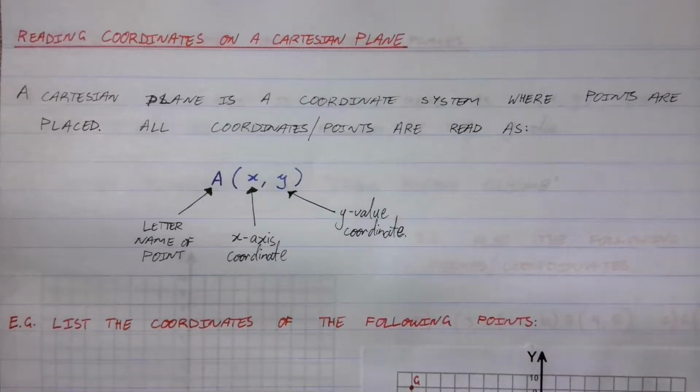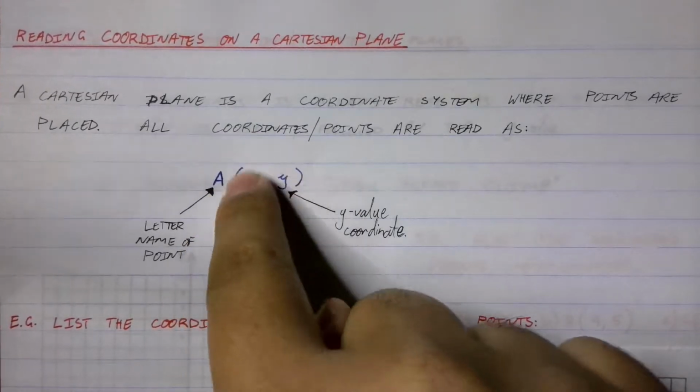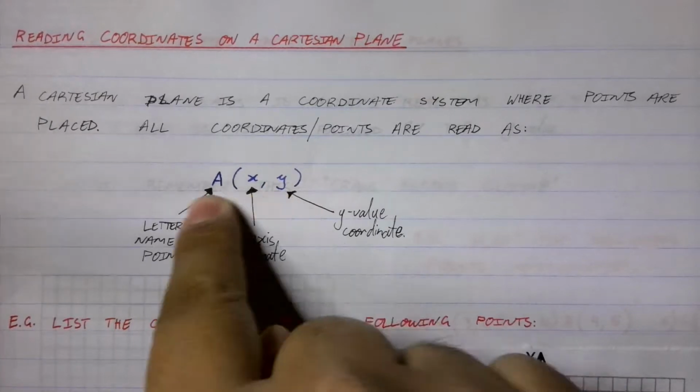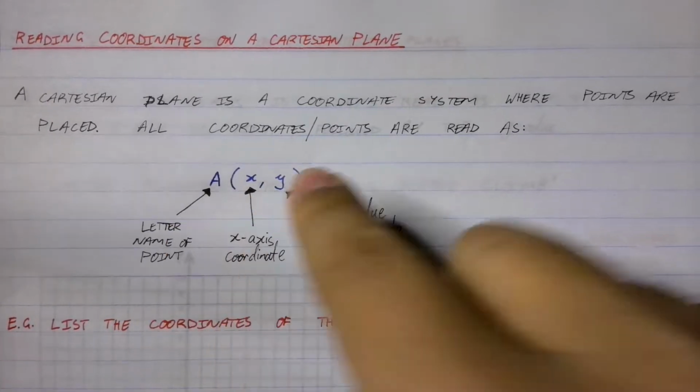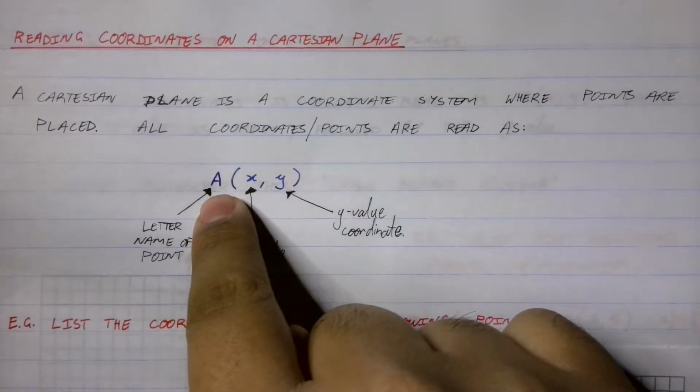A Cartesian plane is a coordinate system where points are placed. All coordinates or points are read as a letter and two numbers with a bracket and a comma in between. It should look like this. In a moment it'll make more sense what we mean about this. But anyway, here we go.